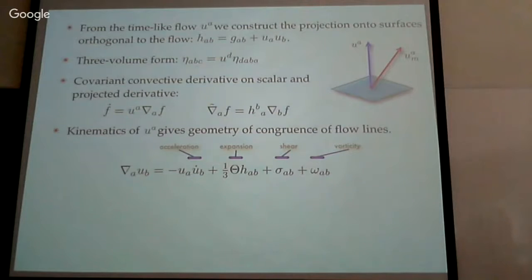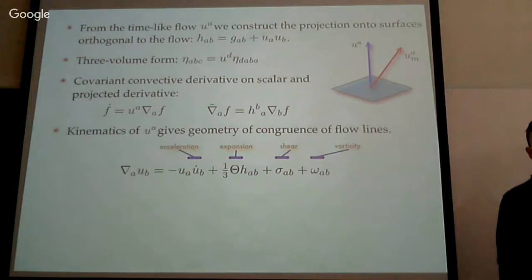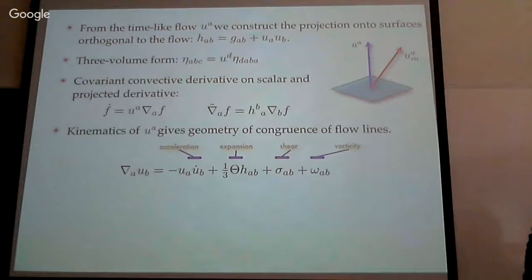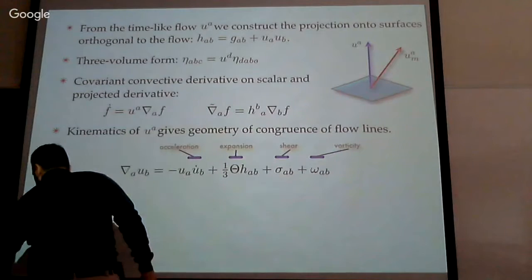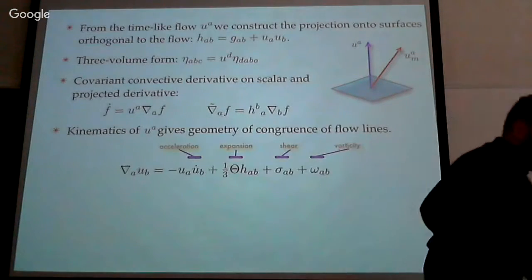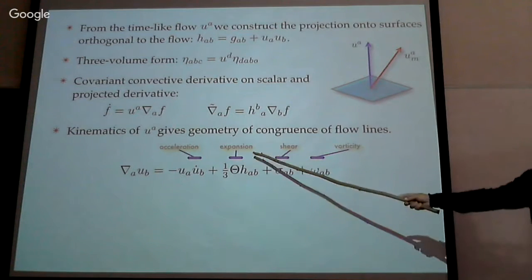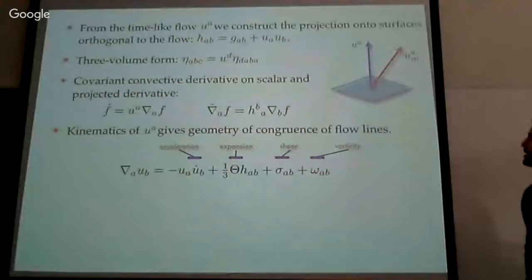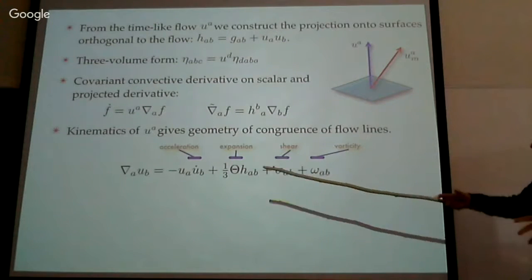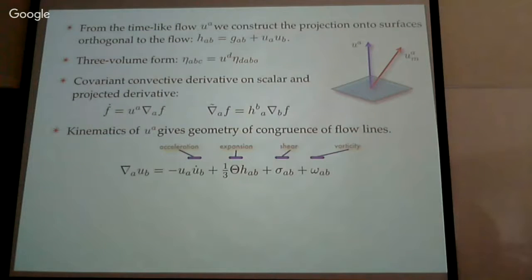Then what I do, I look at the kinematics of the flow. So I take the covariant derivative of the flow and I decompose it in an irreducible way. And this allows me to define my kinematical quantities. So I'll have a quantity for deviation from geodesic motion, the acceleration, the quantity that describes the expansion of the flow, the shear of the flow, and the rotation of the flow. There are other variables actually that one can define, which are related to the tensor part, but they are not relevant for scalar perturbations.